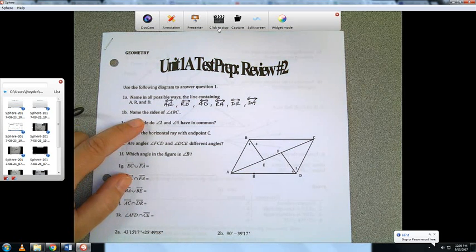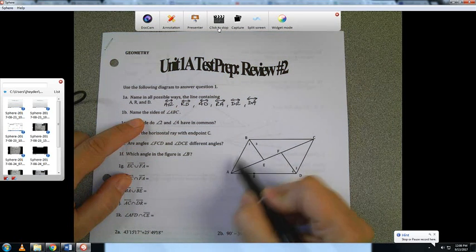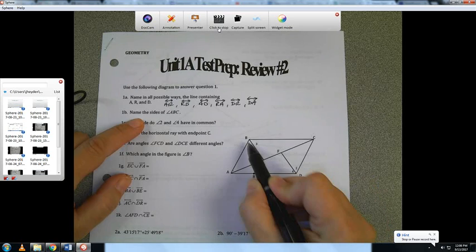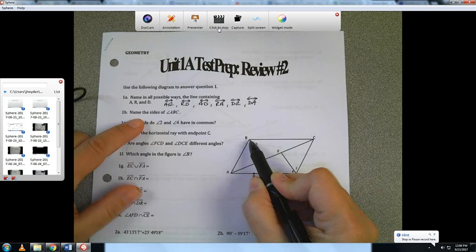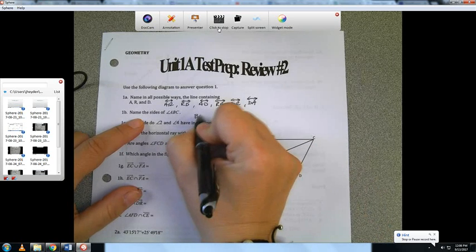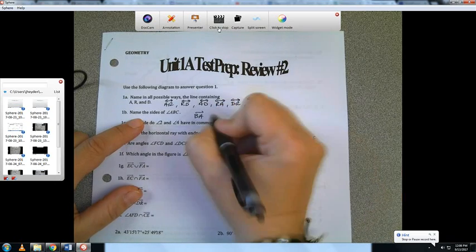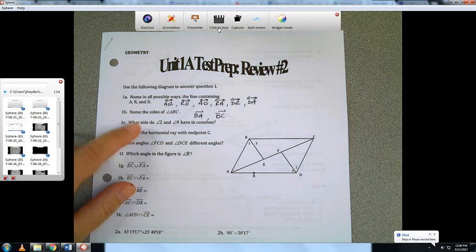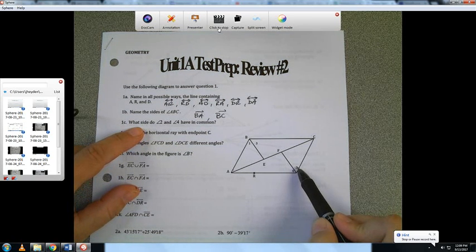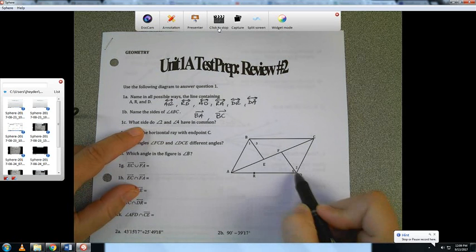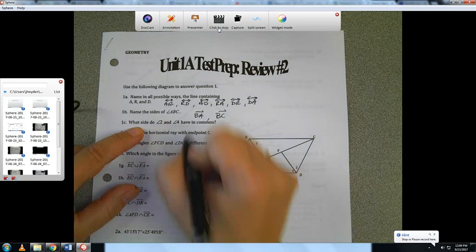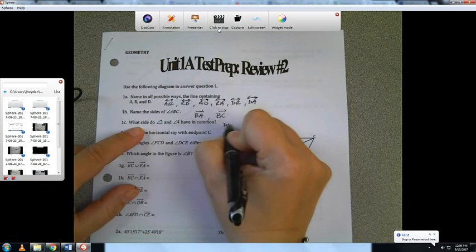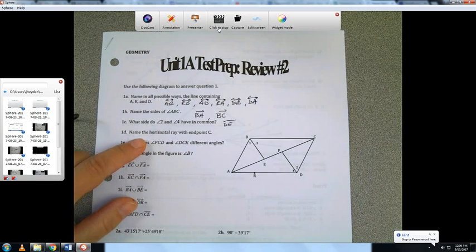The sides of angle ABC. B is the vertex, so the sides would be ray BA and ray BC. All right, what side do angle 2 and 4 have in common? Here's 2, here's 4. They both share this segment right here, DE. So you can call that segment DE.